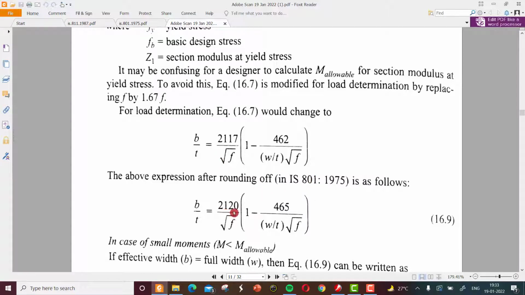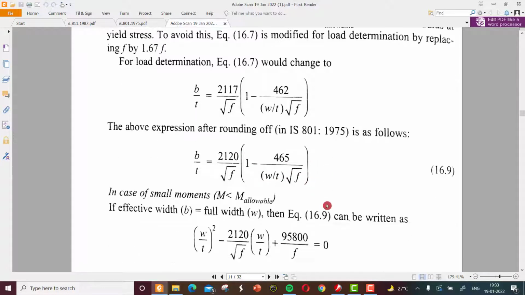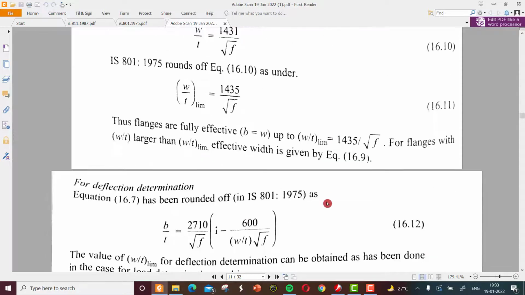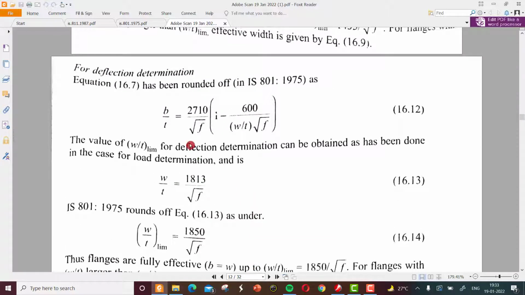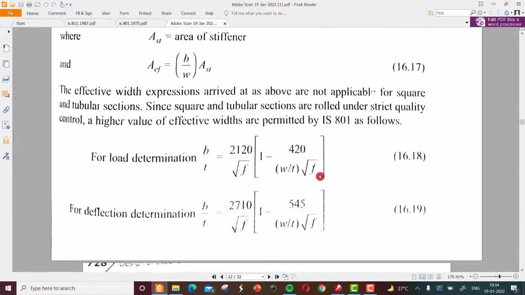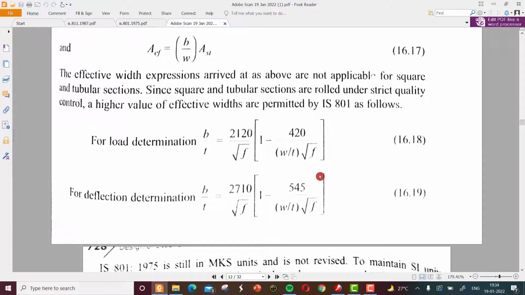Surrounding 2120 by root of into 1 minus 465 by w by t. For deflection, you have a different b by t equation with a limiting factor. So see this 2710 and 1813 here in IS 801 1975, and for the tubular section we have seen that there is a different equation for load as well as for the deflection determination, 120, 2710.